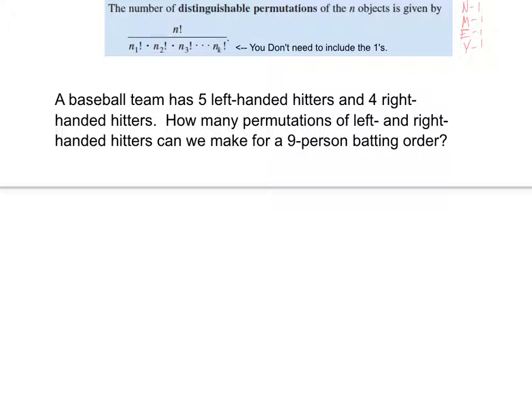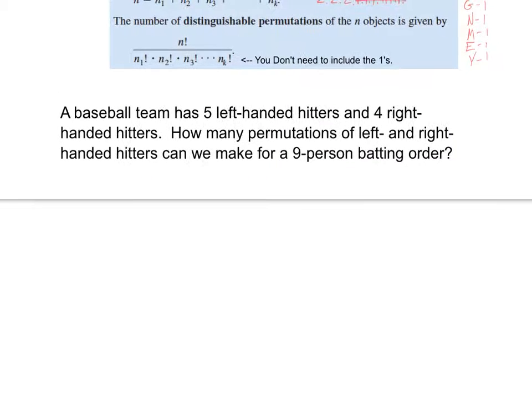All right. So we have 5 left-handed hitters and 4 right-handed hitters. How many permutations of left and right-handed hitters can we make for a 9-person batting order? So, just to illustrate one of those permutations, if I wanted, I could put all 5 L's, all 5 of my left-handed hitters up first, and then have the last 4 people in my batting order be all the right-handed hitters. Okay?